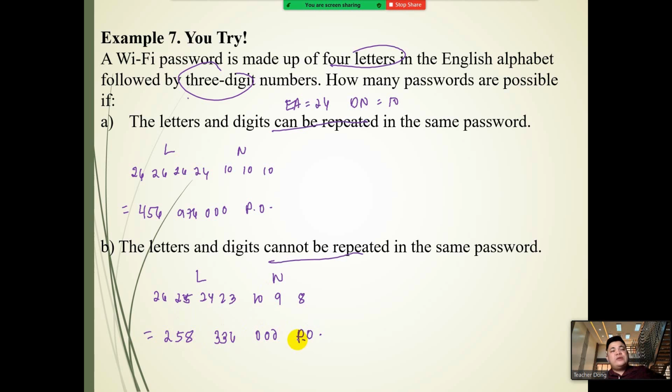So the events that were used here is choosing letters and numbers for the Wi-Fi password.